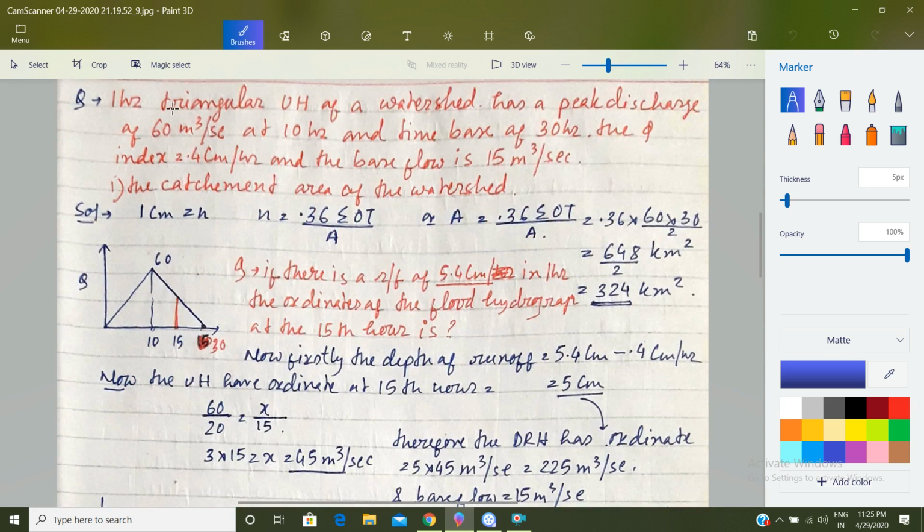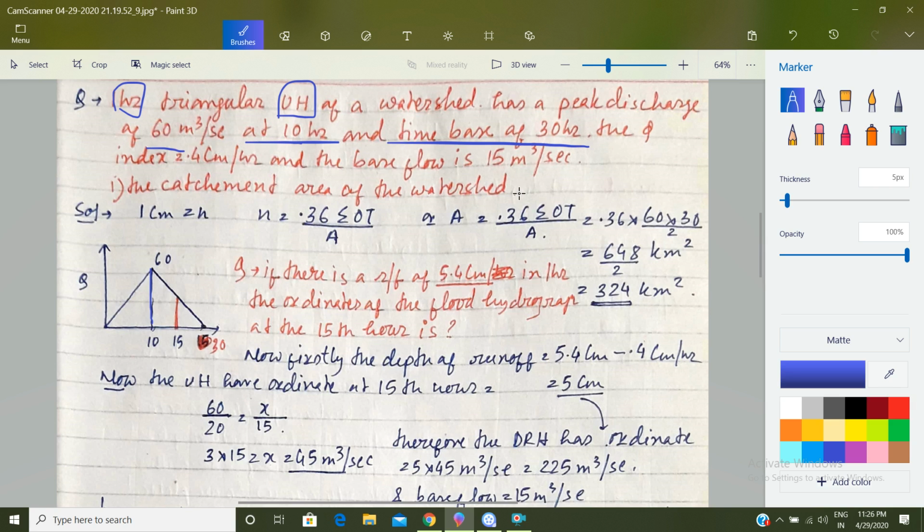See, a 1 hour triangular unit hydrograph of a watershed has a peak discharge of 60 meter cube per second. See here, 60 meter cube per second is given. It is a 1 hour duration rainfall, and since it is a unit hydrograph, it has a depth of 1 centimeter. The peak discharge occurred at 10 hour at 60 meter cube per second, with a time base of 30 hours total. The phi index equals 0.4 centimeter per hour and the base flow equals 15 meter cube per second.